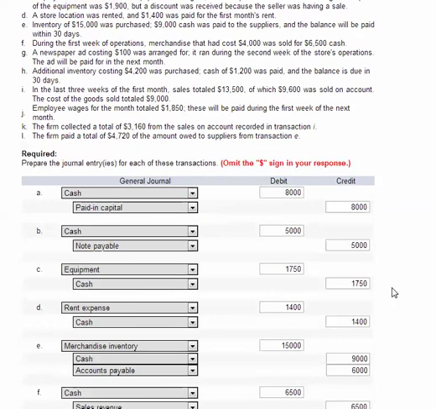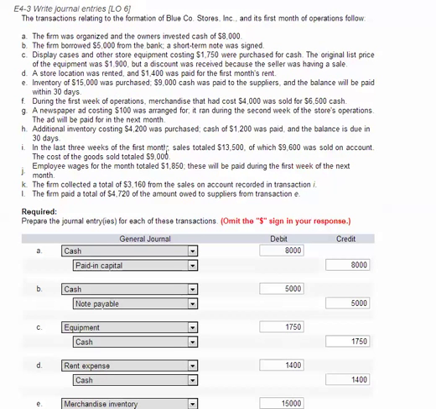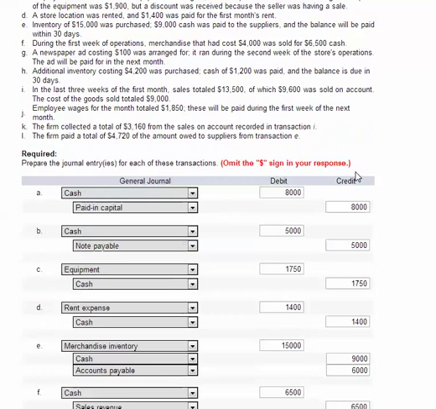How about I? In the last 3 weeks of the first month, sales totaled $13,500, of which $9,600 was sold on account. The cost of goods sold totaled $9,000. All right, this is very similar to the previous sale that we had, which was on F here. The only difference is we're not receiving cash now. $9,600 was sold on account, so we didn't get it all up front. So let's go ahead and take care of that.